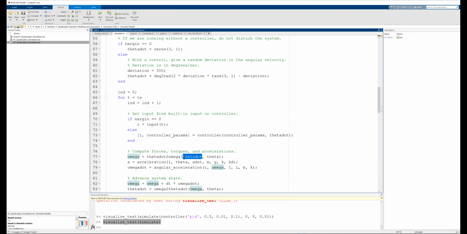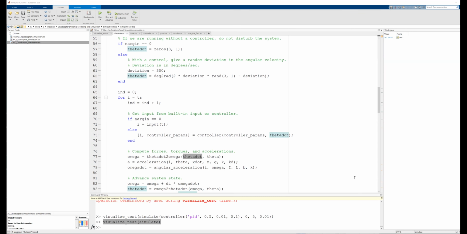theta dots are the values. It's electrical.